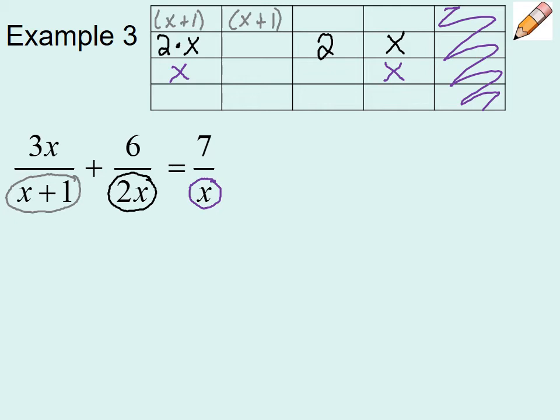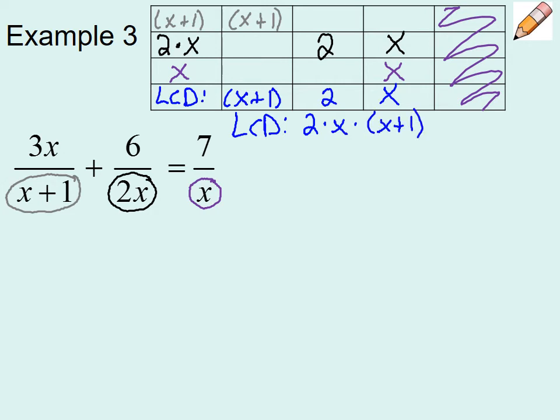Everything is filled out. Now I'm going to go down and do my LCD. So my least common denominator, we're going to bring it down. We have x plus 1. We have 2, and we have x. To write this nicely, we're going to get 2 times x plus 1. All right, once that's done, you guys, we got to figure out what is missing.